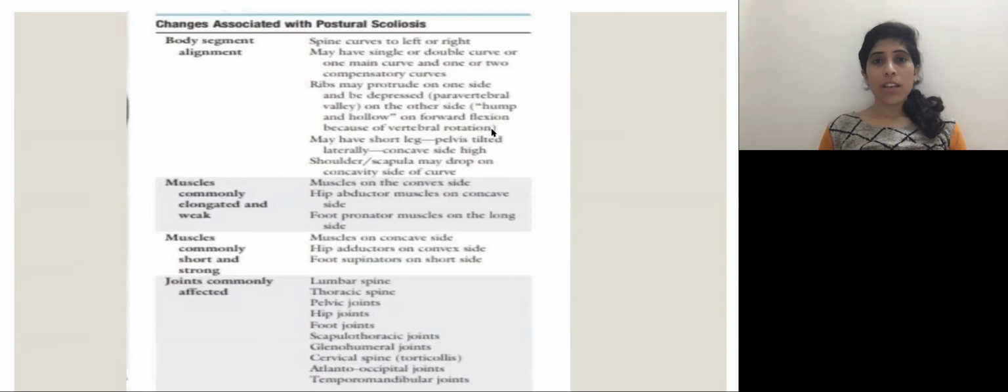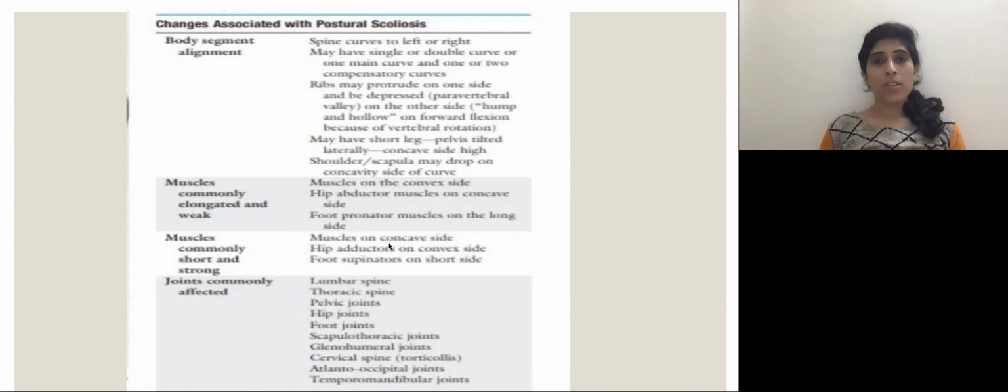Then there will be a level difference in the inferior angle of the scapula. It might be excessively elevated on the convex side. There will be muscle weakness, which can be seen. The hip abductors and the muscles on the convex side will mainly get weaker. Whereas the muscles which commonly go for shortening are on the concave side, and the hip adductors on the convex side also will be in the shortened position.